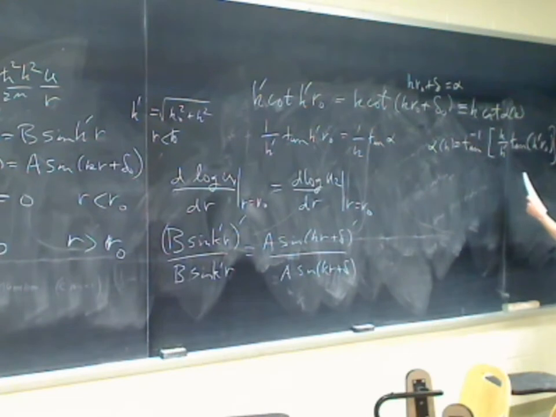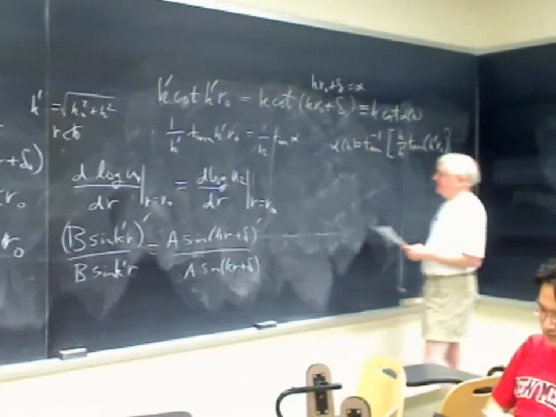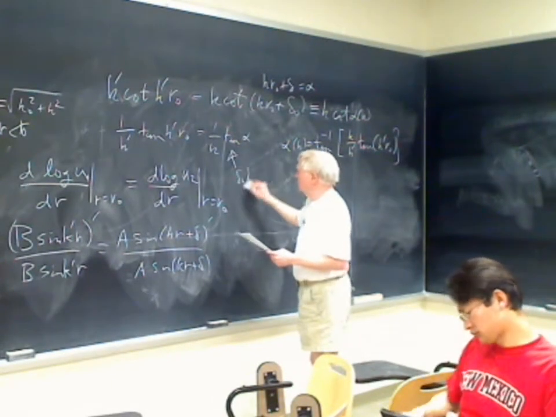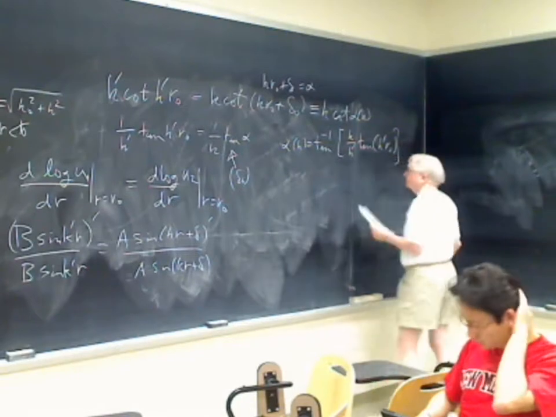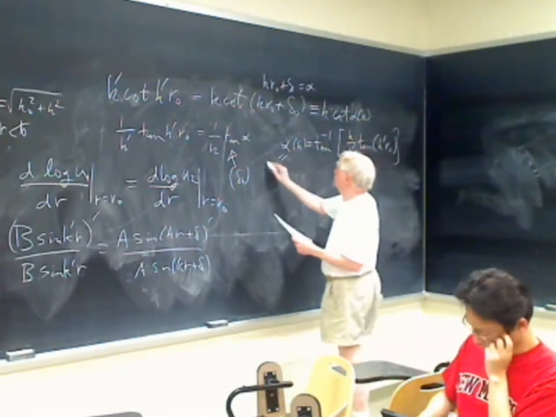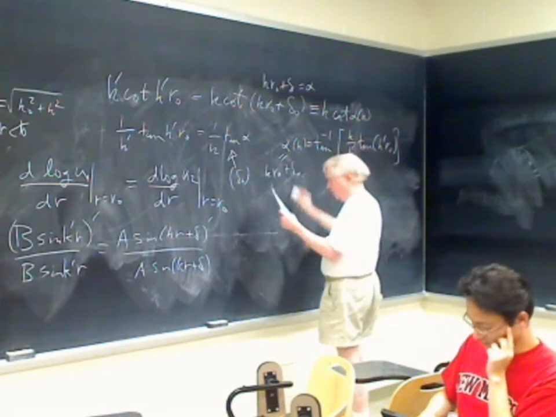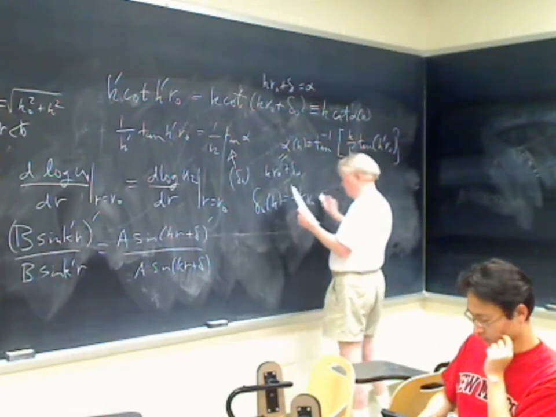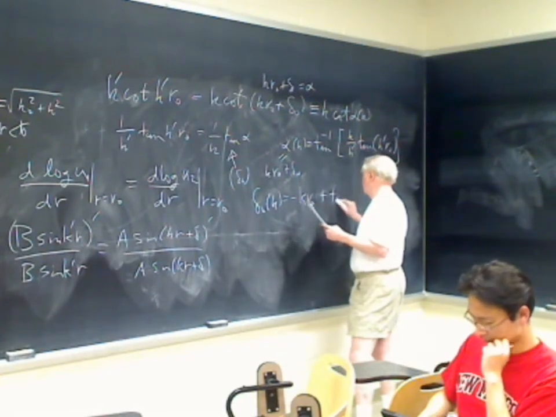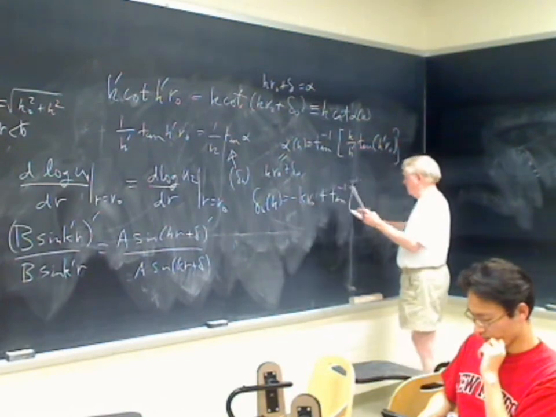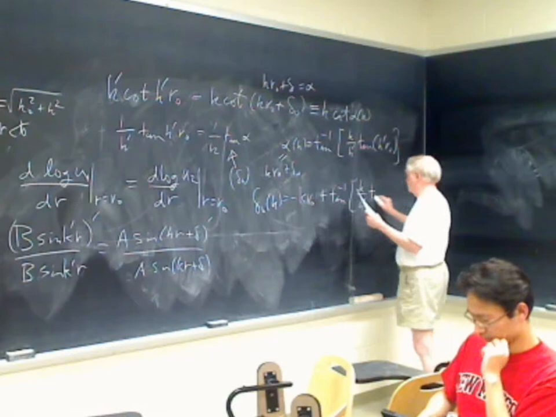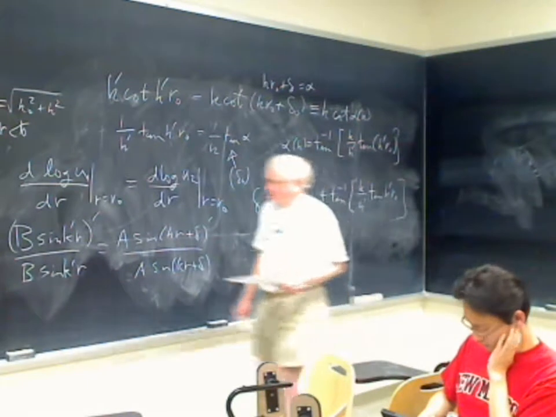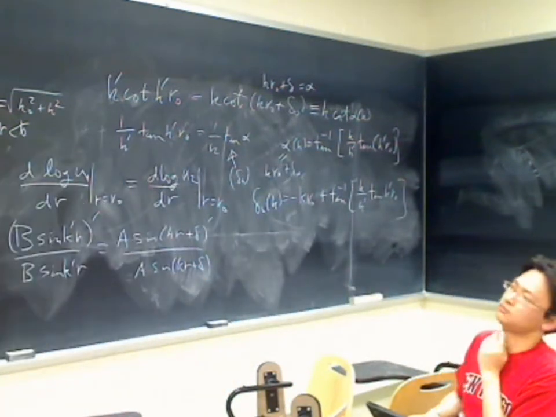So these are various formulas, and I'm going to call this formula delta 0, and this, of course, is equal to kr0 plus delta 0, and so delta 0 of k is equal to minus kr0 plus the inverse tan of k over k prime tan k prime r0. Remember, k prime is this square root of k squared plus k0 squared, and k is positive and so forth.